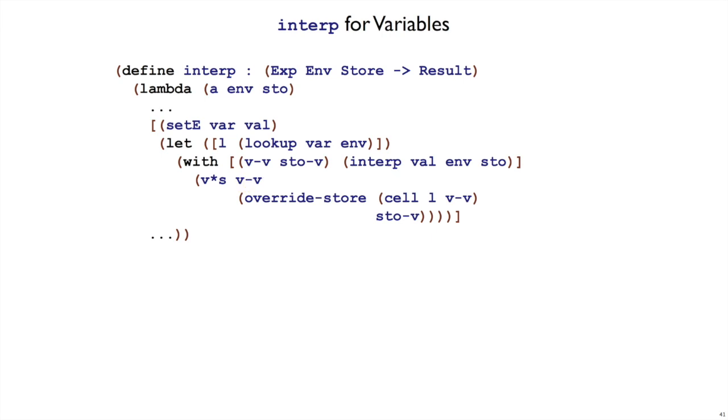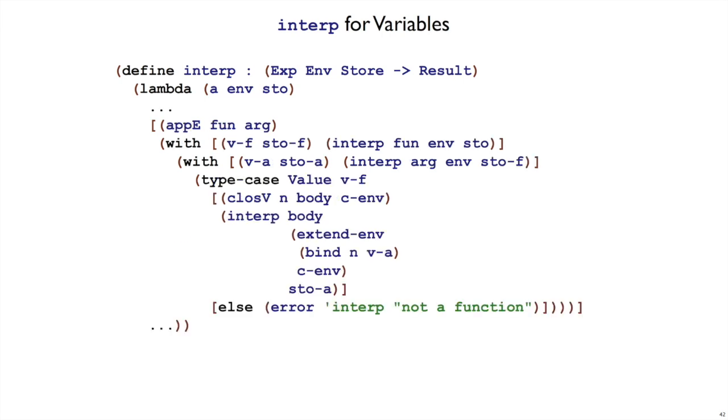The rest of our interpreter can stay the same except for one case. There's one other place where we're creating variables. That's when we do a function call. When we do a function call, we get the function value, we get the argument value, we eventually interpret the function's body, and we were extending the environment to map the function argument name to the argument value. And this is the part that doesn't work anymore. We don't bind names to values, we bind them to addresses.